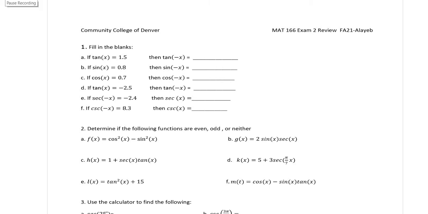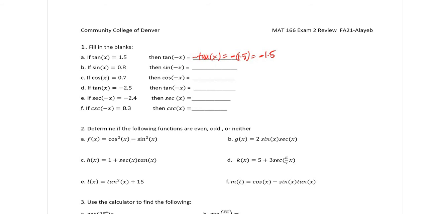This is exam 2 review. Fill the blanks. If tangent x is equal to 1.5, that means tangent negative x will be equal to negative 1.5, because I basically can write tangent negative x as negative tangent x, and I know the value of tangent x is 1.5, so it's going to be negative 1.5.